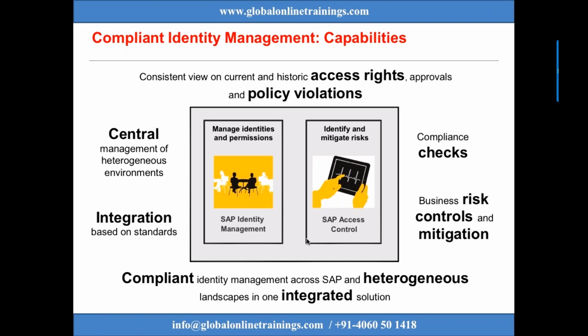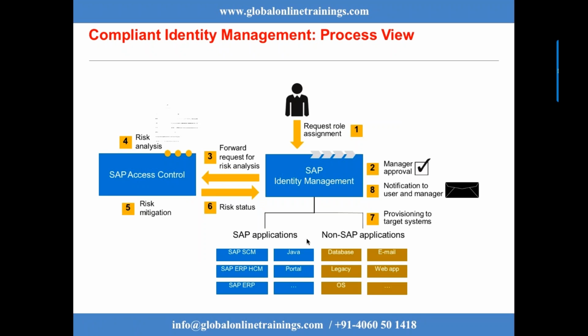So this is the process. As I just spoke about, the user requests access in IDM. IDM then sends a request with all the requested access information. You could have the manager approval as a part of the workflow in IDM. Then it will send a request to the risk analysis, does the risk analysis, sends it to the risk manager, gets approved, and gives back the risk status to IDM. IDM then creates the access and notifies the user and the manager.